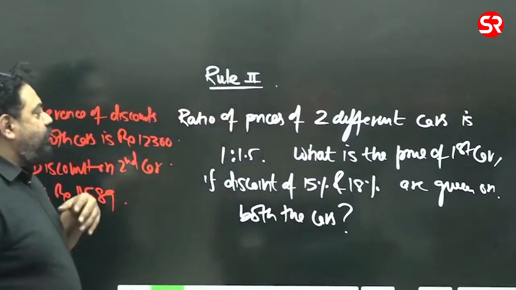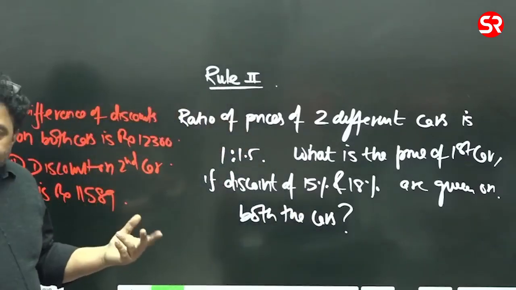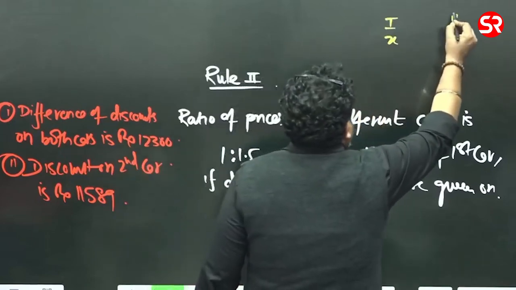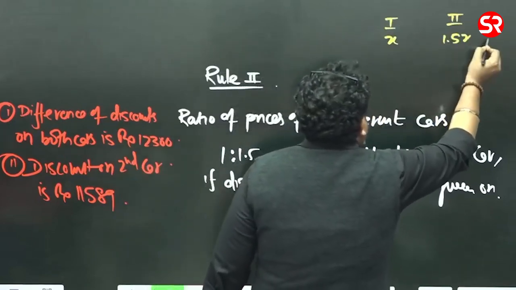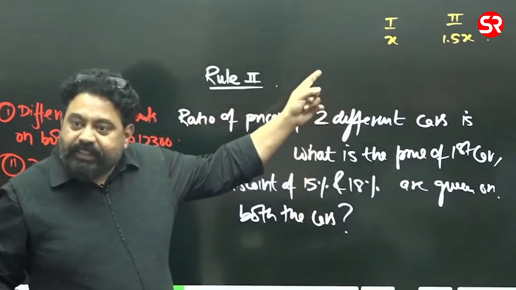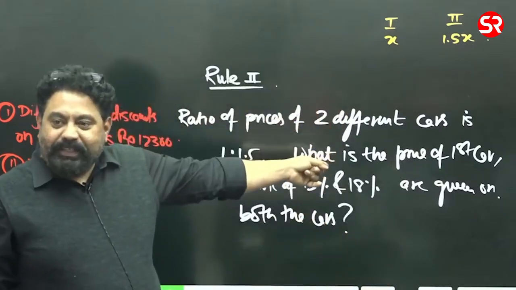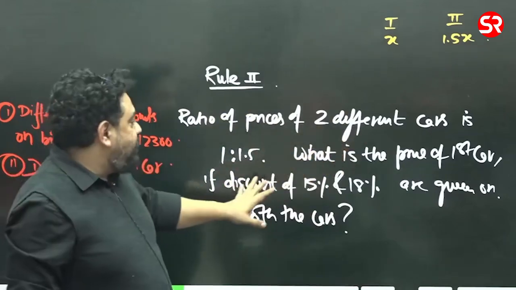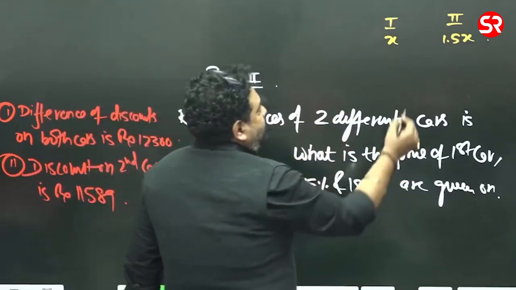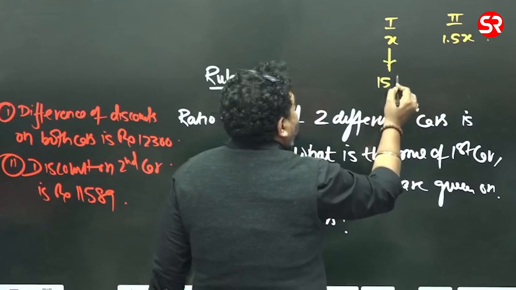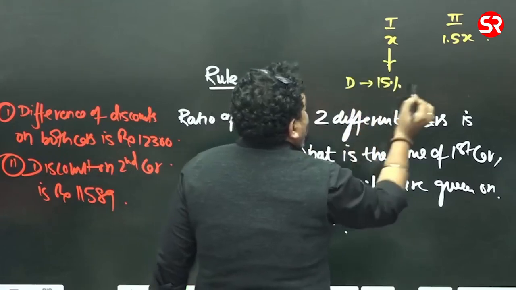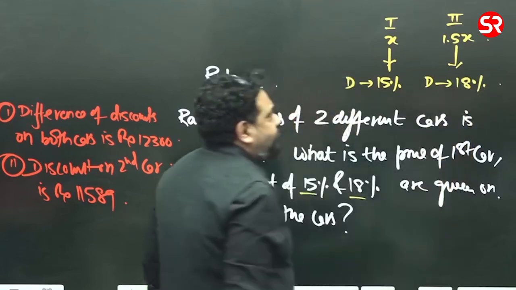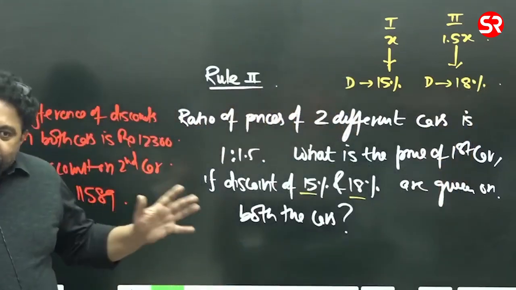Listen to me. The ratio of the two cars is 1 and 1.5, which means if the price of the first car is x, what will the second be, guys? 1.5x. That is the reason we are doing it at the end. Ratio has come, discount has come, right? Which means profit and loss has come. So he says respectively 15%, 18%, which means this has a discount of 15% and this has a discount of 18%, right? This is given to you.